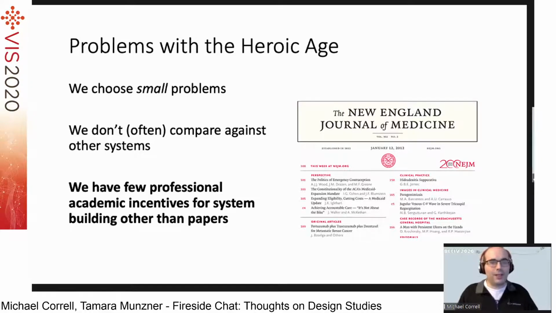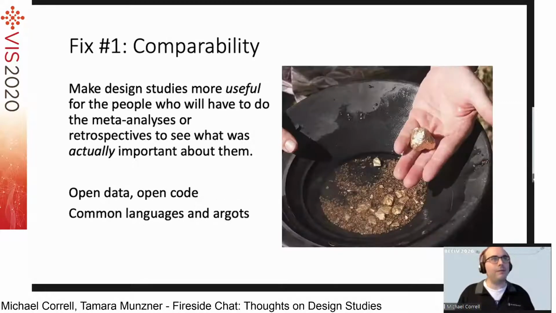So that's unfortunately the end of my time. I think there are some styles of fixes that can move us out of the heroic age. The one is making things more comparable across time, making them more useful, right? If we're supposed to sift through all of these colon papers and get the useful bits out of them, that means we should be using the same language, we should be using open data and open code, and making sure that the papers can talk to each other.